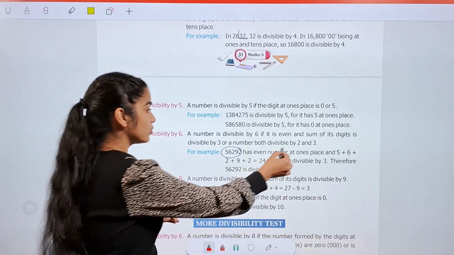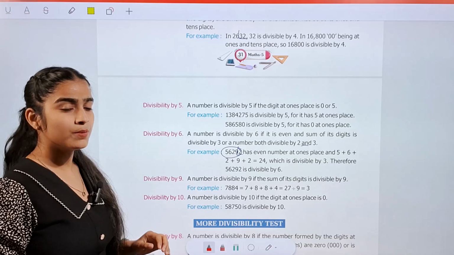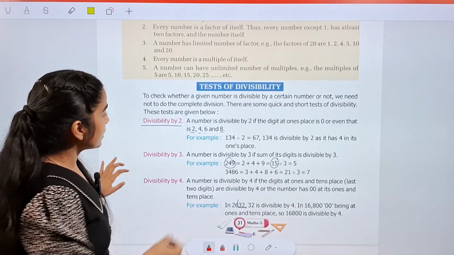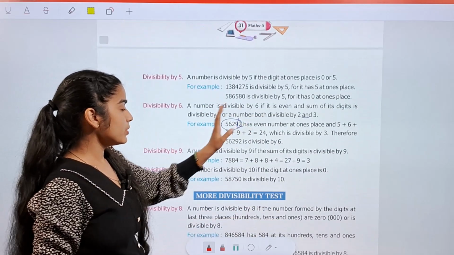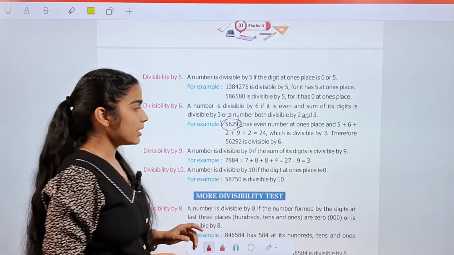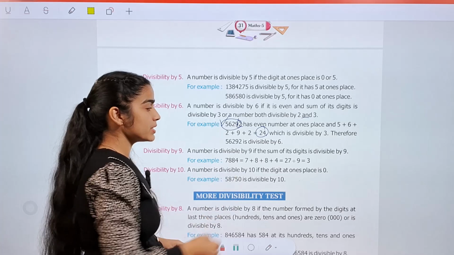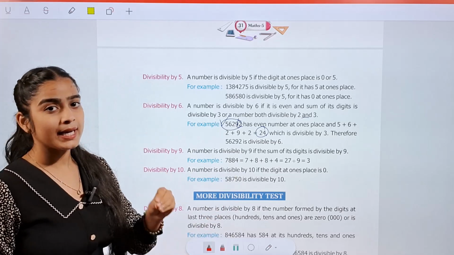So for 2, what you have to check is the end digit, which should be 2, 4, 6, 8 or 0. For number 2, it's okay. But for number 3, we have to add the digits separately. Then we get 24, which means it is divisible by 3. So this number is also divisible by 6.